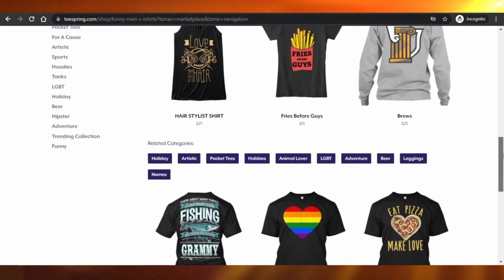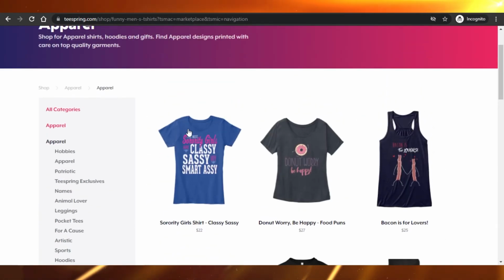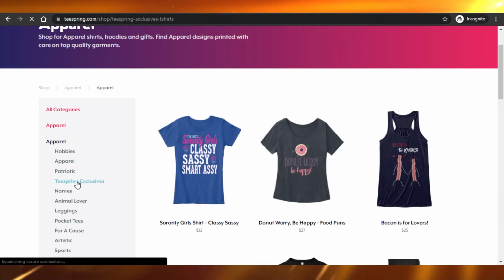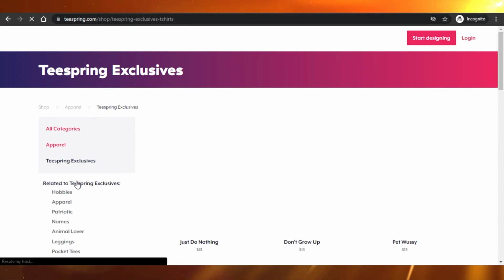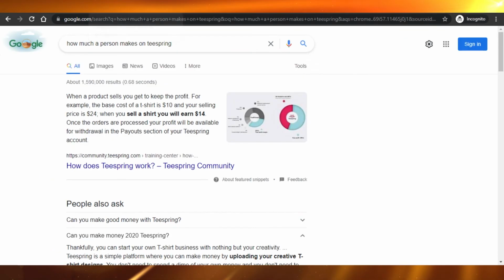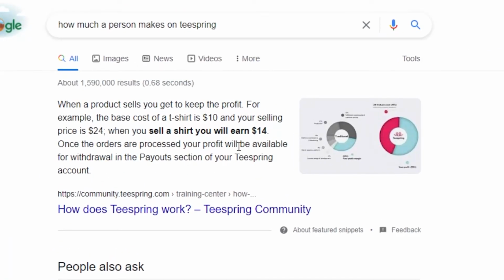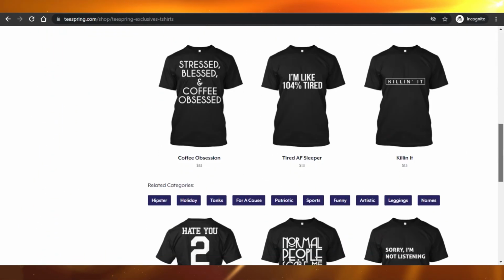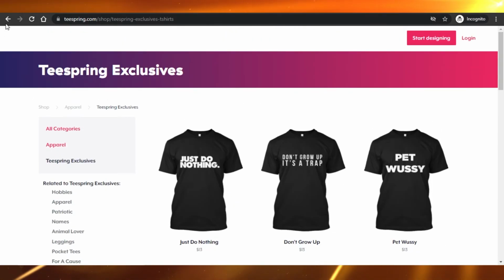I would suggest that if you collab with someone, it will help you get more orders. And once you get more orders, you can make a lot of money on Teespring. For example, if a t-shirt is 24 USD, you're going to earn 14 USD from the product. People are literally making hundreds of thousands of USD per day on Teespring. I'm not kidding. Let me show you around.